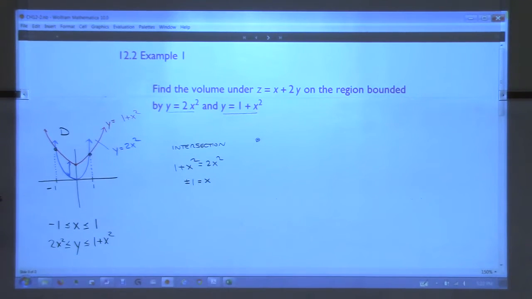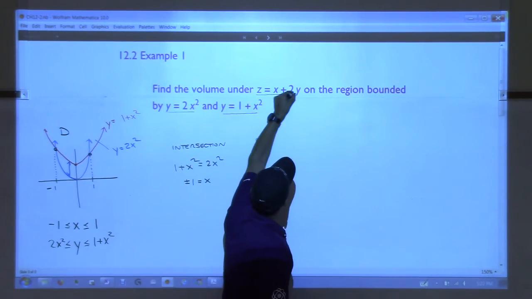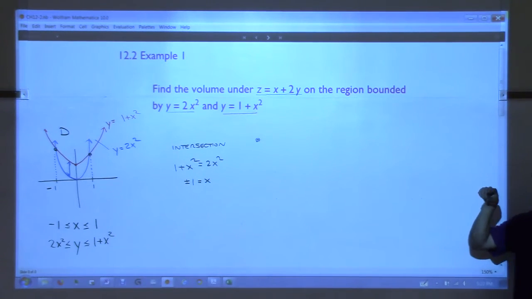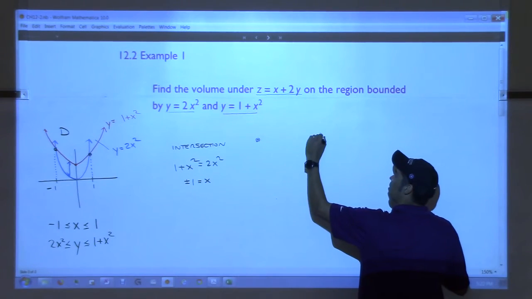So that's our domain. Now, what is the surface we're trying to find the volume underneath? Like, what is the actual surface? It's this right here, right? Which we need to look at as a function of x and y. We need it to be f of x, y. That means we need to solve it for z, but it's already solved for z. So our double integral is going to look like this.